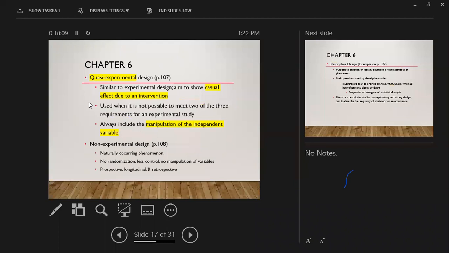One of the three controls is missing. Usually, at least it has independent variable manipulation. It means they gave some intervention.